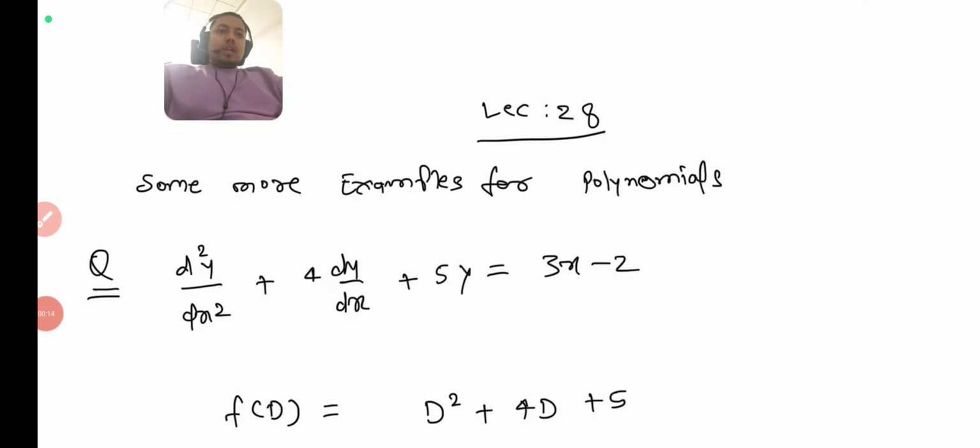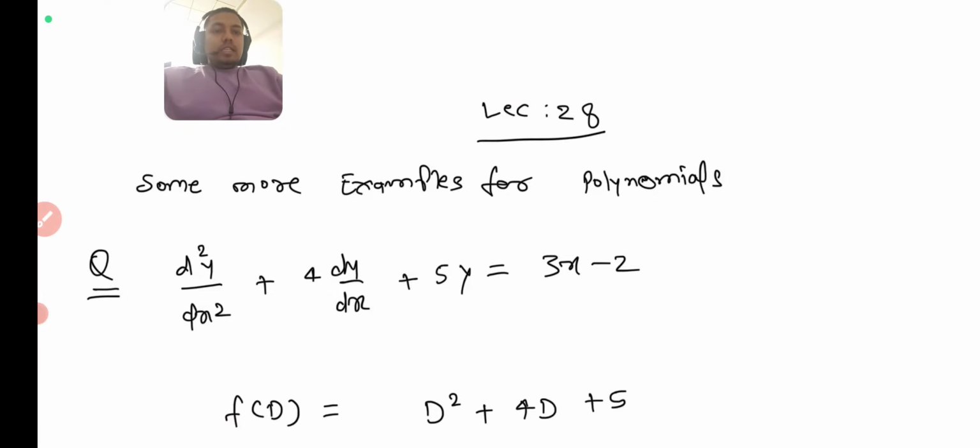Okay, so I'll explain lecture 28. In lecture 28, we are going to see some more examples based on polynomials, and these examples are very important. Two examples I have taken. If you understand these two examples, you will be all right with this topic, and this is the last topic of ODE, and then we'll move to PDE. After this lecture 28, I will discuss one small topic which is the extension of this topic, but that topic we don't have to do for GATE exam, but just note it down in your notebook.